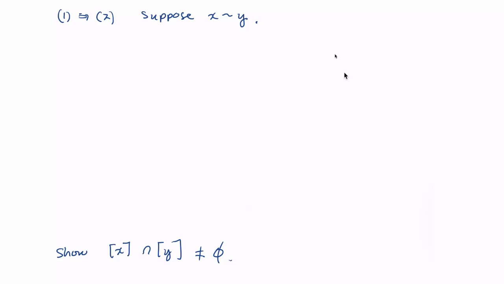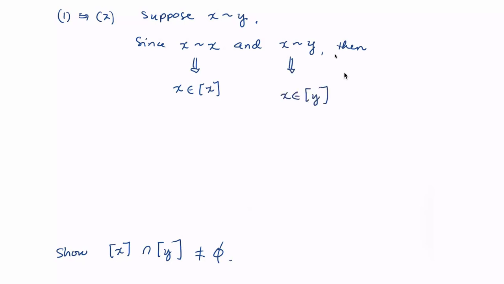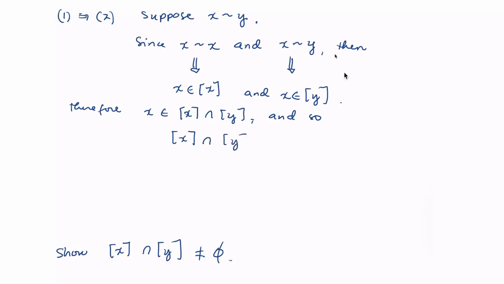We always make use of the fact that the equivalence class of x contains x, right? So we have x is related to x, and our assumption is x is related to y. What does it mean? x is an element of the equivalence class of x, and this would mean that x is an element of the equivalence class of y. And that is it, right? So therefore, x is an element of the intersection. And so, their intersection is not empty. We have achieved our goal.